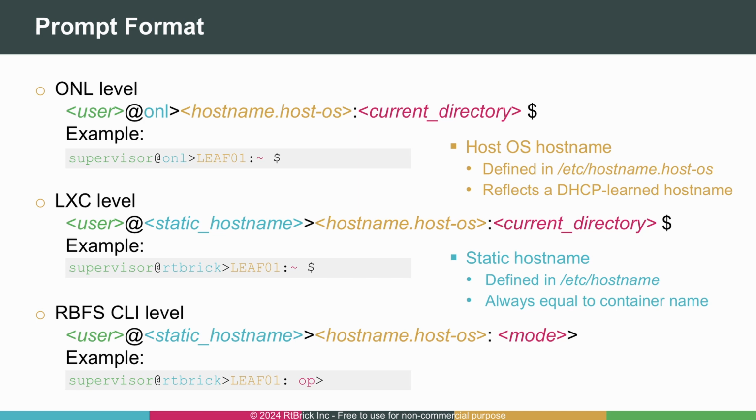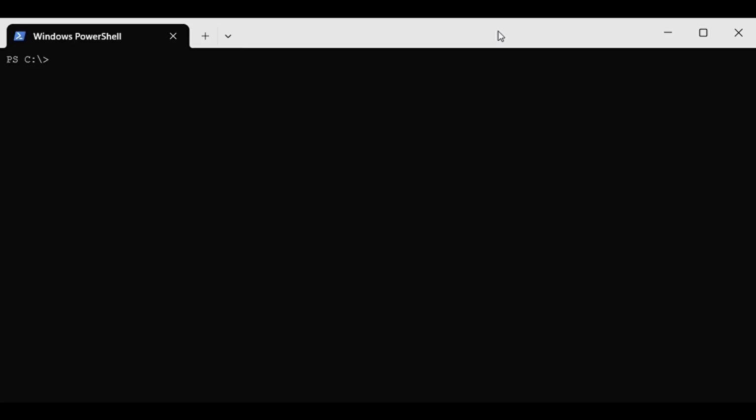Additionally, the prompt ends with a greater than sign rather than a $ sign. Before diving into the RBFS CLI, let's first cover how to access the ONL layer of the switch. To do so, initiate an SSH session on port 1022 instead of the default 22.